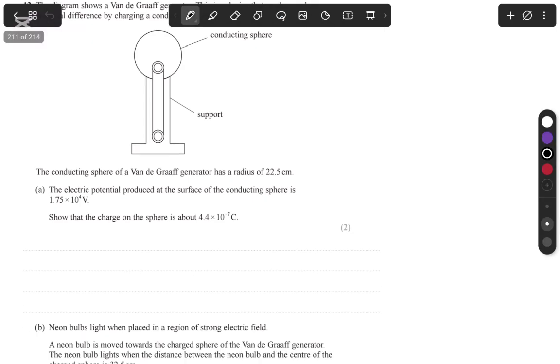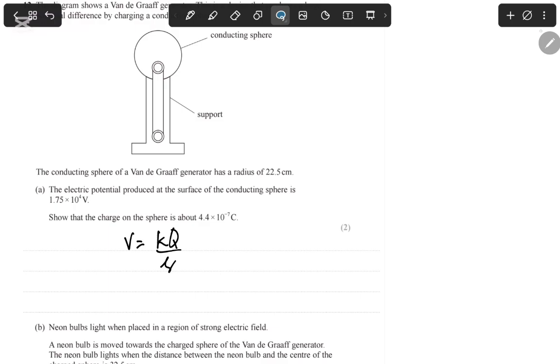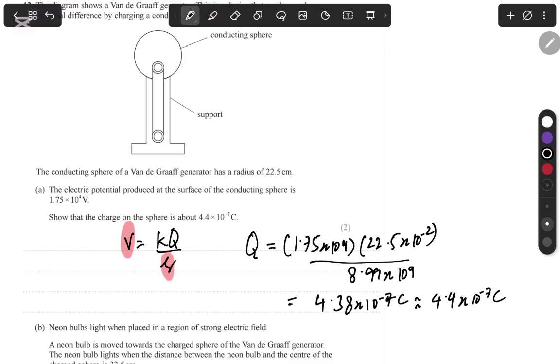We just have to find the charge. We can just use the formula. The electric potential is equal to K times the charge divided by the distance from the center, which here would be the radius. So we just plug in the values and get the answer. We already know the value of electric potential and R, just need to find Q. So when you solve the equation to get the value of Q, you're going to get it as 4.38 times 10 to the power of minus 7 coulomb, which is approximately 4.4 times 10 to the power of minus 7 coulomb.